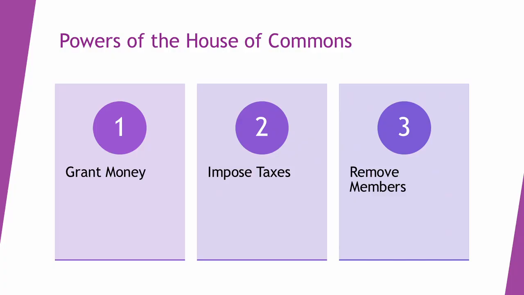The exclusive powers of the House of Commons include the authority to grant money to the government through approving bills that raise taxes, the right to impose taxes and to vote money to or withhold it from public departments and services, and the ability to remove government members.